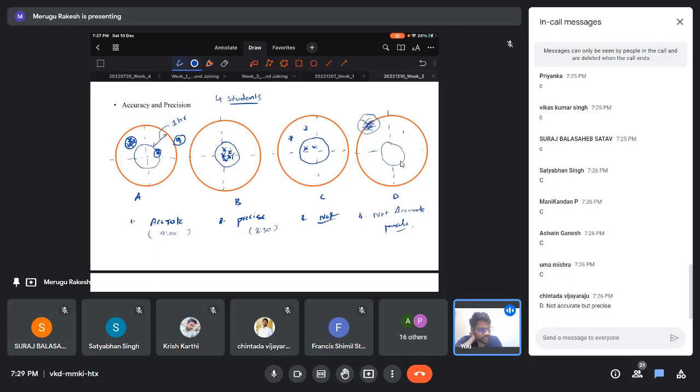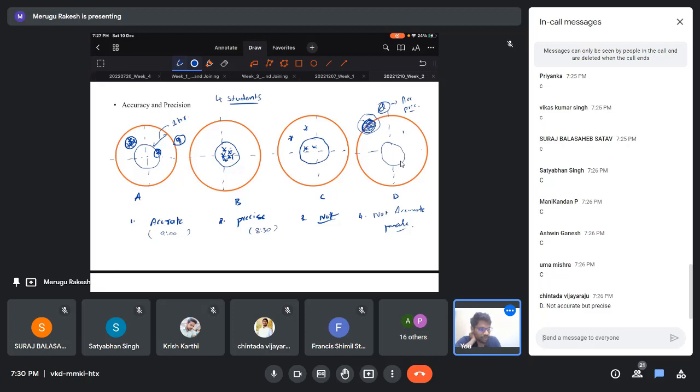So the first question is accurate. So 9 o'clock. If you see student D, every time he is coming at 9 o'clock only. So that is the exact time, and he is coming every time. So option D is like he is accurate as well as precise. Precision has to do with repeatability. He is repeating the same thing, and accuracy relates to the exact time. So option D is both precise and accurate.